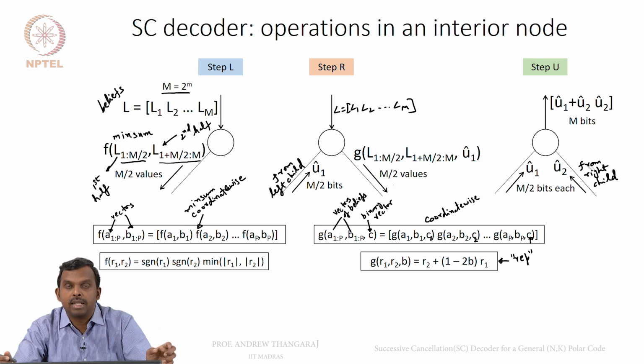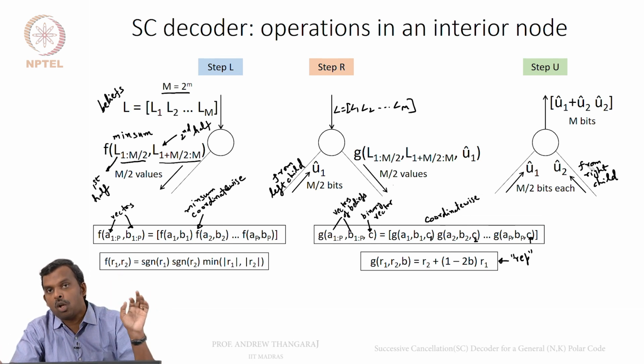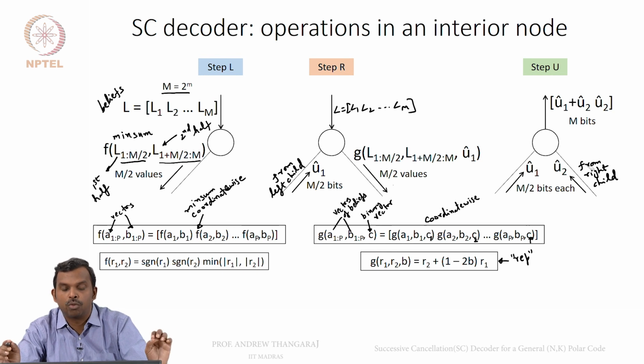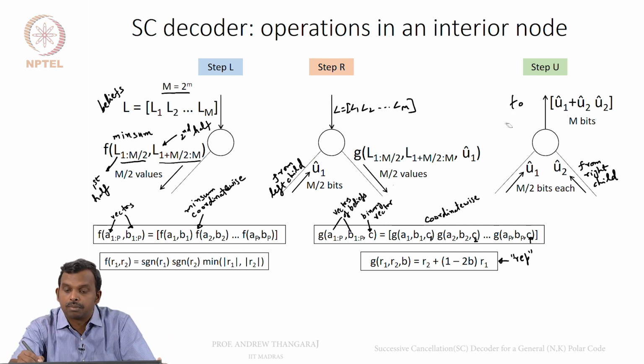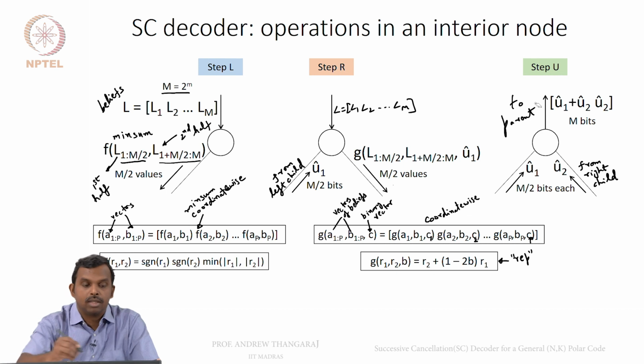The moment the node receives any belief from its parent, it will do step L, which is min-sum, coordinate-wise, splitting the beliefs into two. And then once it receives decisions from the left child, it will do the G operation, combining its incoming beliefs, again divided into two, along with the decisions in the G operation in the repetition code format, and then send it back to the right child. And it will wait for the right child to get back its decisions. Once the right child gets back its decision, it will do the combination and do the step U, in which it will compute what it needs to send back to its parent. So this goes to the parent. This came from the parent.